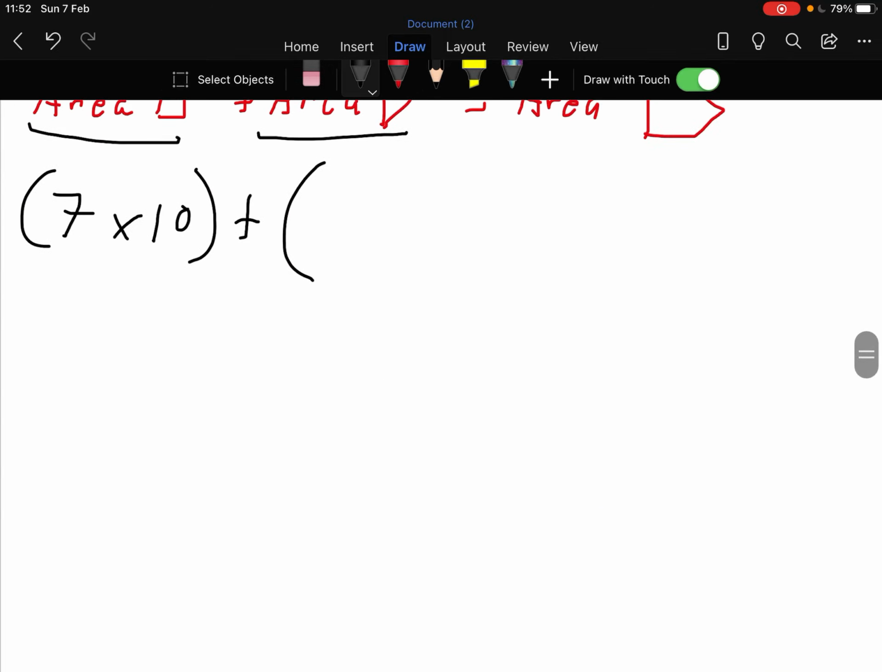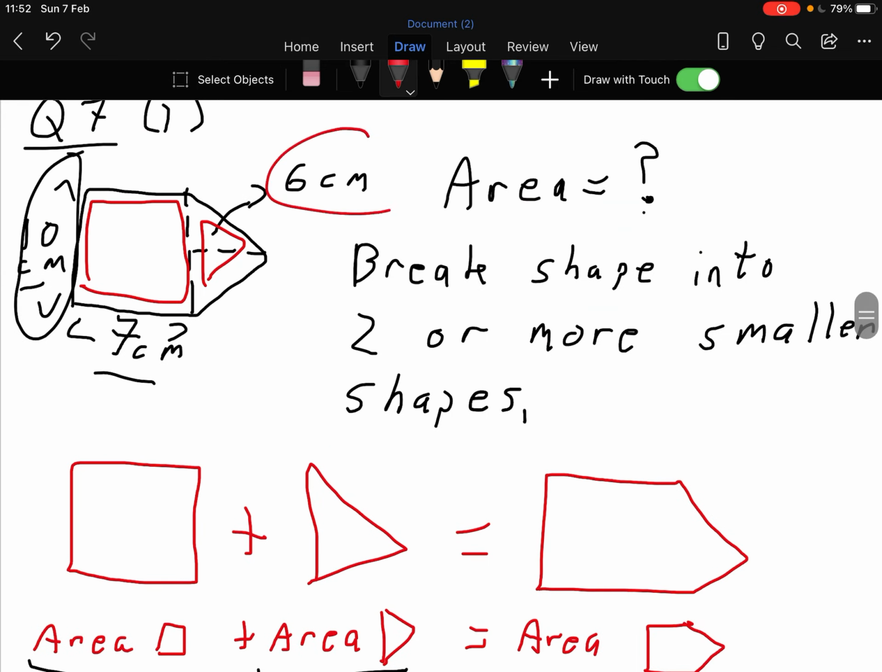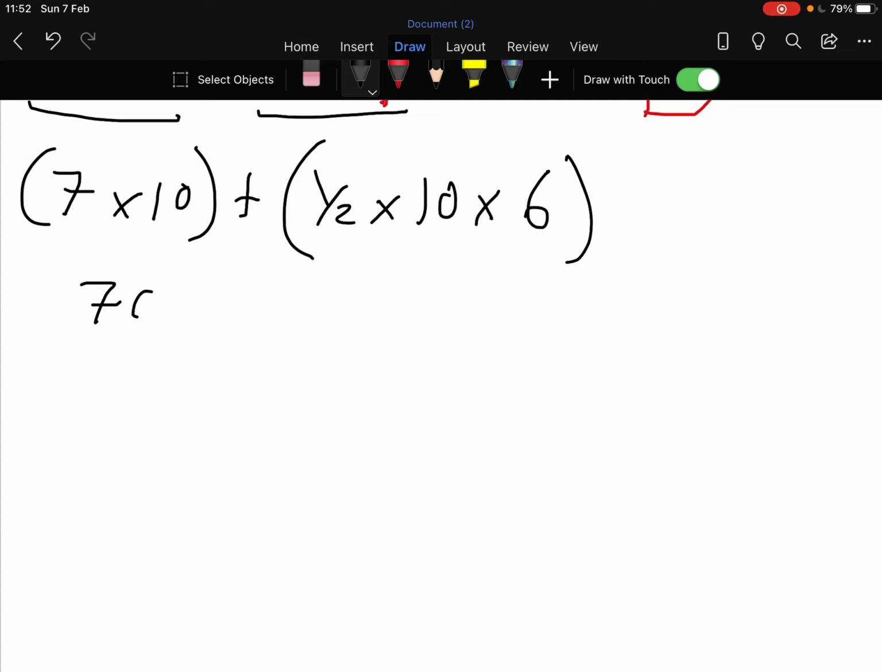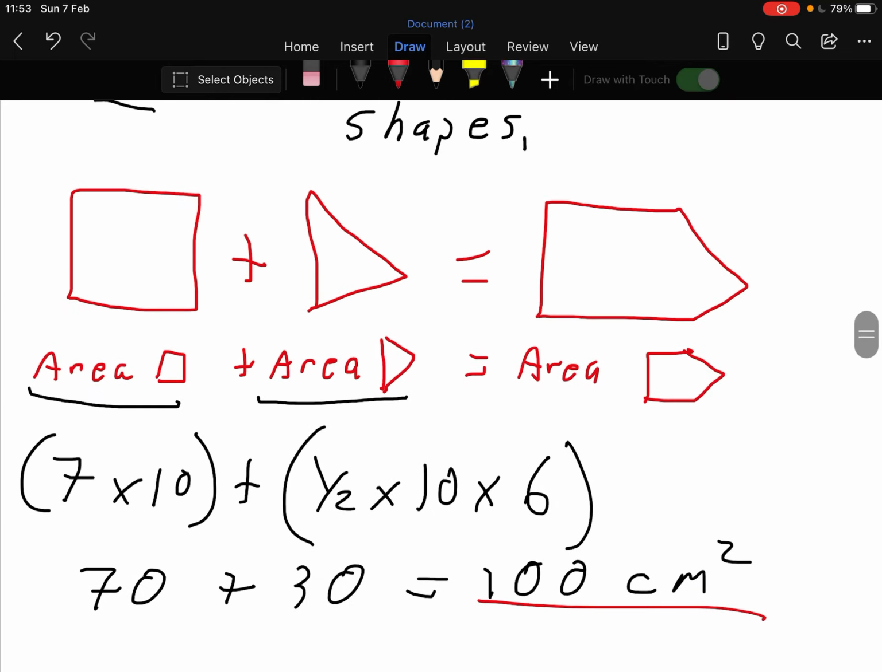So it's a half times the base, which we said was 10, times the height. What's the height of the triangle? It's 6, isn't it? That was given to us. So it's a half times 10 times 6. So 7 times 10 is 70. Plus a half the base times the height gives us 30. So that's 100 centimeters squared. So our total area of our shape is 100 centimeters squared.